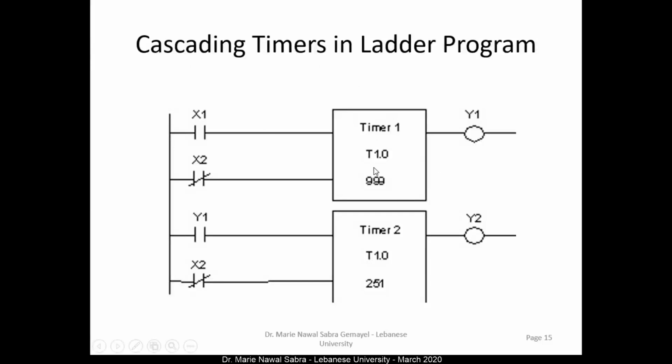So what we are going to do is allow a first timer to count, and when the first timer finishes counting, the output of the first timer is going to turn on the second timer. So when the first timer finishes counting, the second one begins, and therefore we have the sum of the different timers together, turning on the actual physical output.